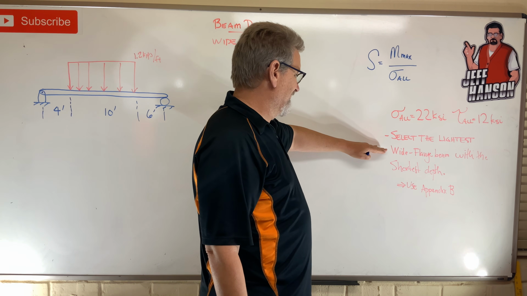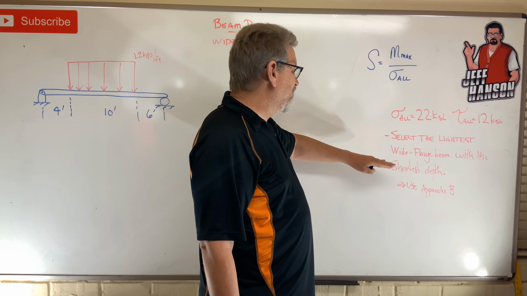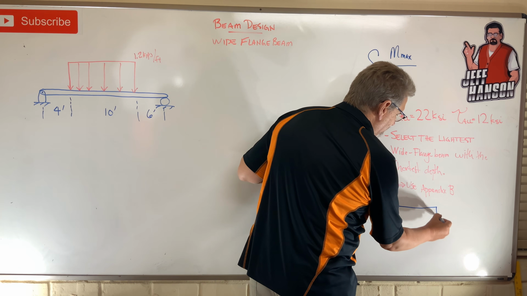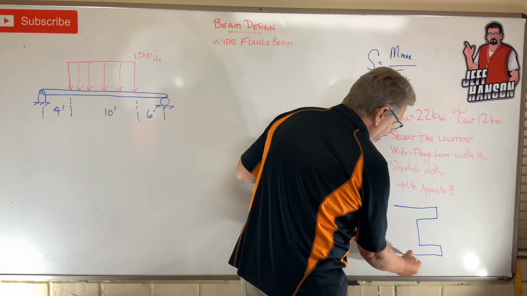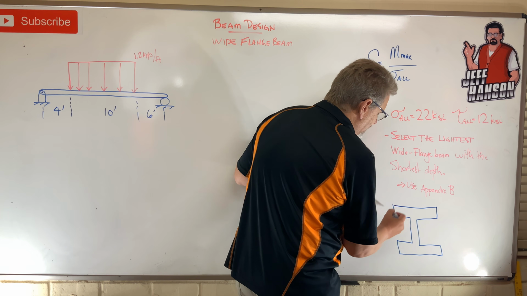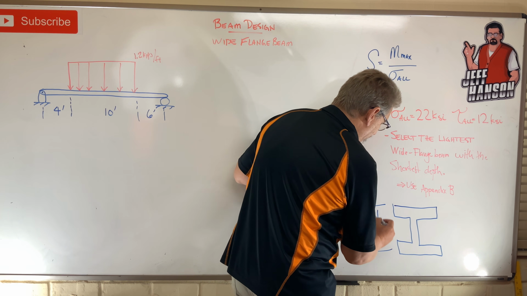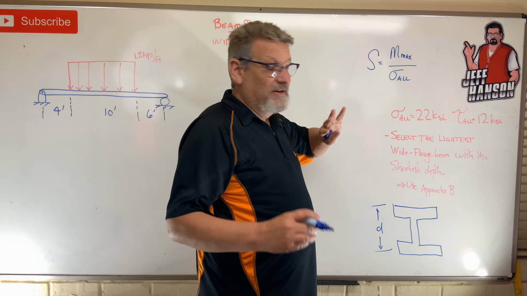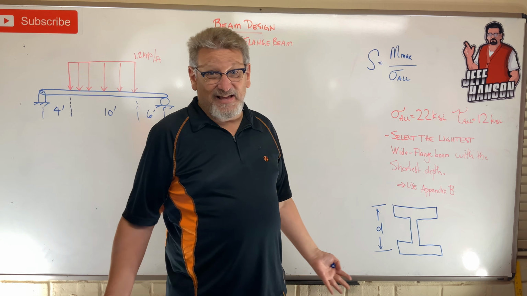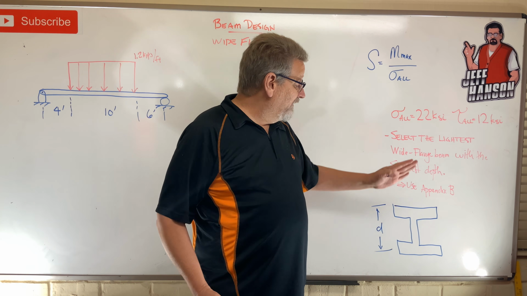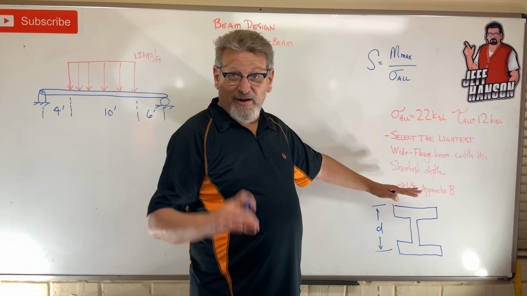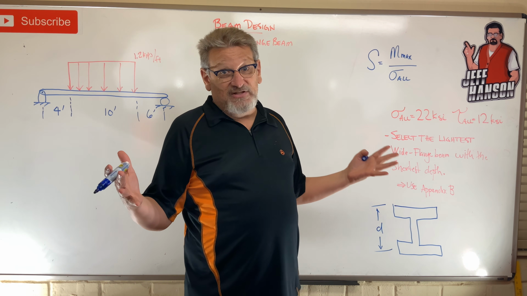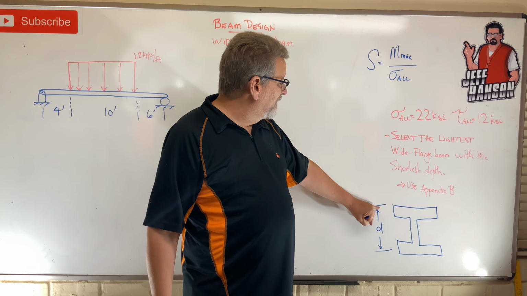Select the lightest beam with the shortest depth. The depth is the top to the bottom. So if you're talking about like an I-beam here, D is from here to here, okay? That's D. So we want the shortest depth and the lightest, because the way they sell these beams is they sell them by weight, right? So every foot of this beam, depending on how thick it is, is going to be so many pounds. The heavier it is, the more expensive. The more steel there is, the more expensive it's going to be, okay?